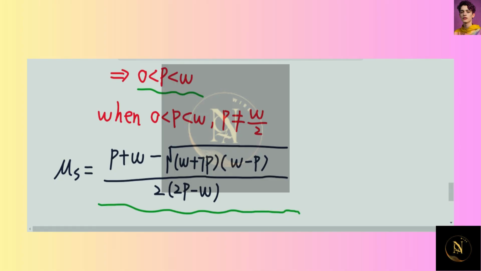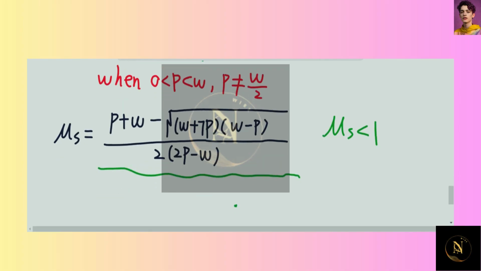So you guys may ask me, where's the plus term? Like where's the P plus W plus square root of W plus 7P times W minus P? Well, we know the coefficient of static friction is always less than 1. And the only expression that can allow mu s to be less than 1 is the expression here. Therefore, this is the answer for this question.